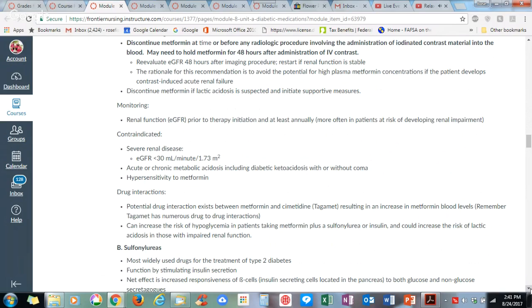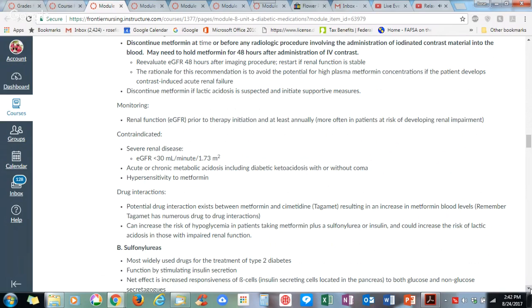renal impairment. Contraindicated in severe renal disease, which is an eGFR of less than 30 ml per minute / 1.73 m2. Acute or chronic metabolic acidosis, including diabetic ketoacidosis with or without coma. Hypersensitivity to metformin. Drug interactions. Potential drug interactions exist between metformin and cimetidine or Tagamet, resulting in an increase in metformin blood levels.